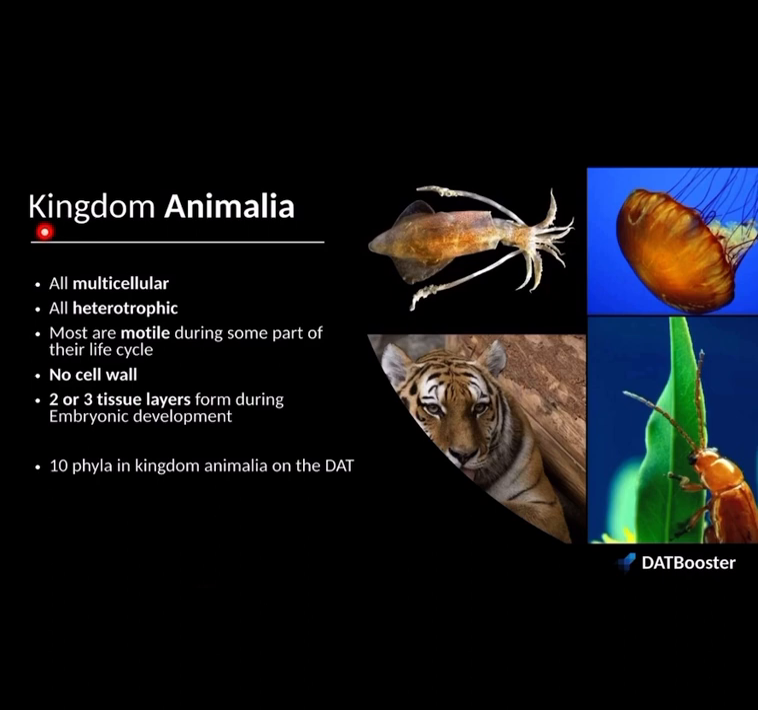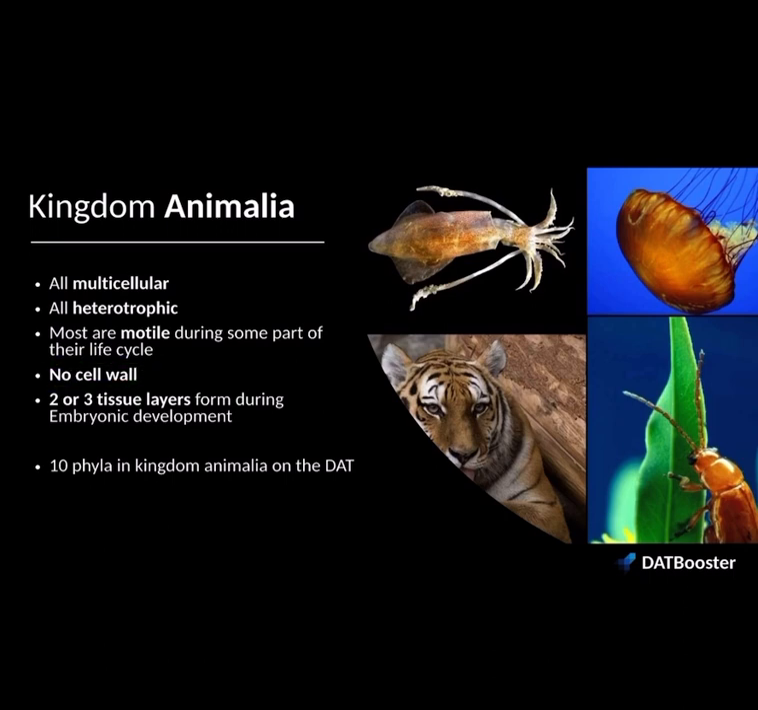Okay, kingdom Animalia. So what makes an animal an animal? Well, all animals are going to be multicellular and they're heterotrophic. You have no autotrophs here. Another main characteristic of Animalia is that they're going to be mobile at least during one part of their life cycle. Animals are eukaryotic organisms, but they have no cell wall surrounding each cell.